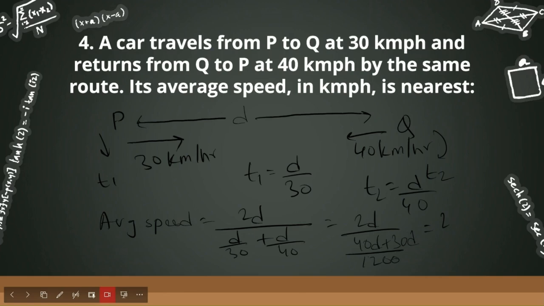2 into 1200, that should give us 2400D by 70D. Now this D and D gets cancelled. We are left with 240 by 7.